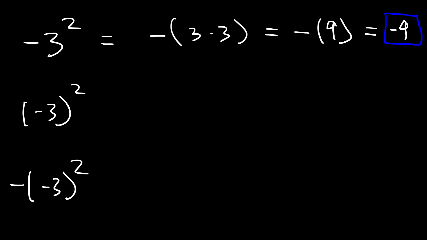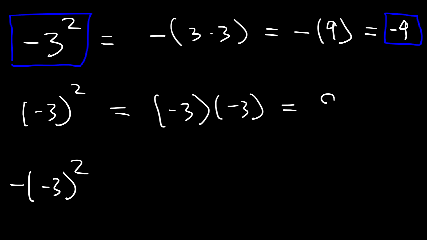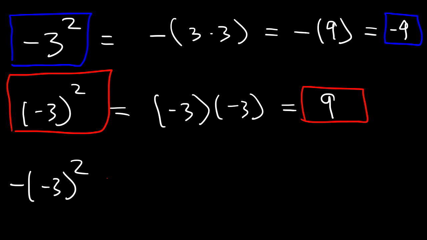If you type this in exactly the way you see it in a scientific calculator, it's going to give you negative 9. Now let's look at the next example. The negative sign is now inside the parentheses, so it's affected by the 2. So there's 2 of them. We'll multiply negative 3 by negative 3, which is positive 9. Again, if you were to type this in exactly the way you see it in a calculator, it's going to tell you it's positive 9.